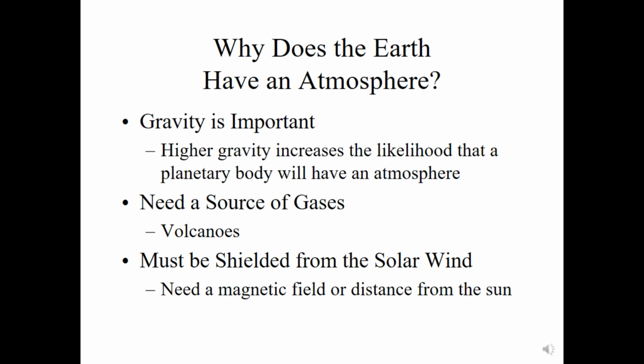But even if you have gravity, and even if you have a source of gases, you can still lose your atmosphere over time if you don't shield it from the solar wind. The solar wind is a series of essentially charged particles that are streaming out from the sun. They're very energetic, and when they strike a gas in the upper part of the atmosphere, they excite that gas, increasing its kinetic energy, increasing its velocity, and if they increase the velocity to beyond the escape velocity for the planet, then we lose that gas over time.